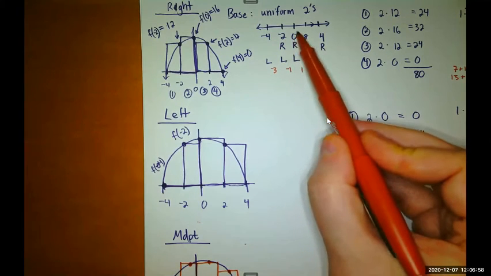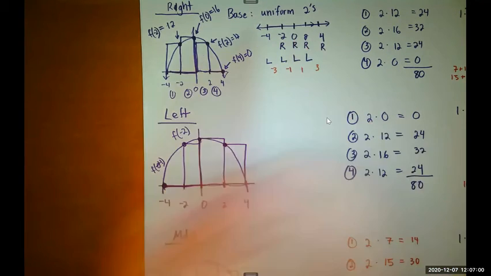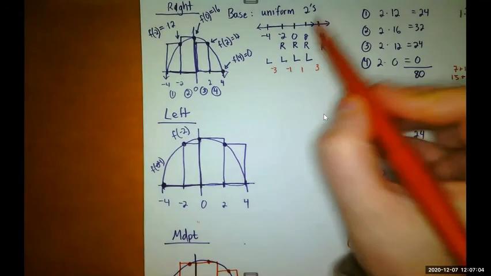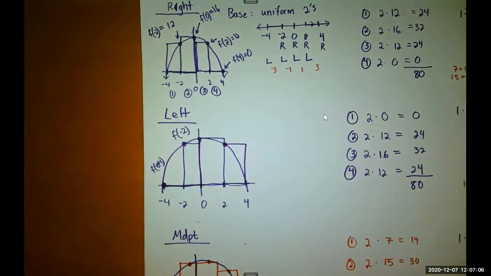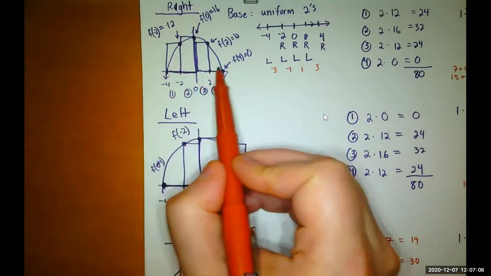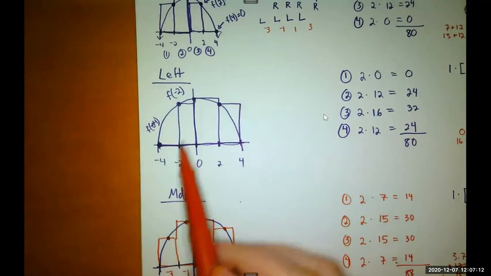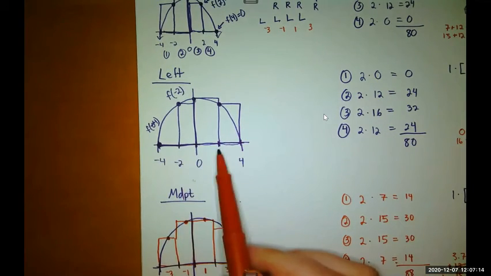From negative 2 to 0, the rightmost value is 0. From 0 to 2, the rightmost value is 2, and from 2 to 4, the rightmost value is 4. And then those 4 rectangles are drawn that way. Then if we do left, we choose negative 4, negative 2, 0, and 2.